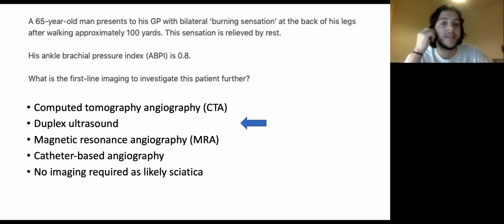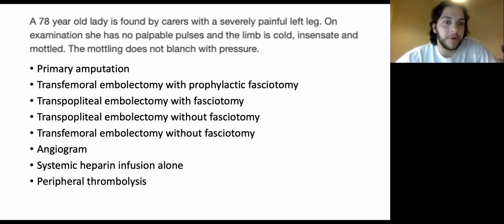According to the NICE guidelines, imaging should only be performed in people with peripheral arterial disease if it's likely to provide information that will influence their management, because we said that peripheral arterial disease is a clinical diagnosis. Okay, and final question, and then you can go off and enjoy the rest of your evening. A 78-year-old lady is found by carers with a severely painful left leg. On examination, she has no palpable pulses and the limb is cold, insensate and mottled. The mottling does not blanch with pressure.